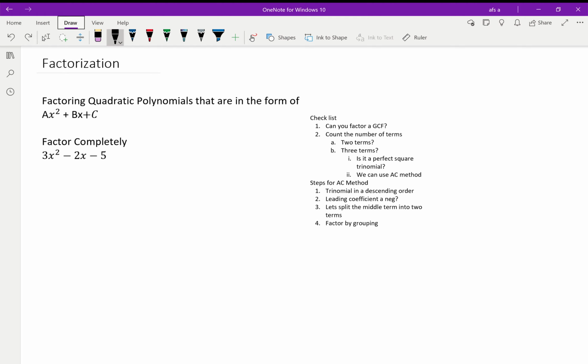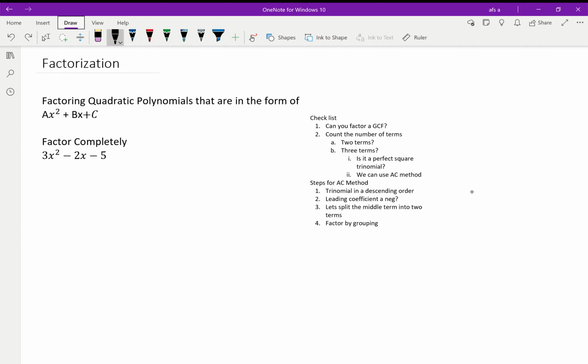Now, looking at my checklist, the second thing I'm looking to see, which is to figure out which method I should be using, is to count the number of terms. Does it have 2 terms? Obviously, no. This problem has 3 terms. Now, if a problem has 2 terms, we're going to be seeing if we can use the difference of 2 squares formula, which in this case is not the case. Next, we look to see if it has 3 terms. Yes, this one does have 3 terms.